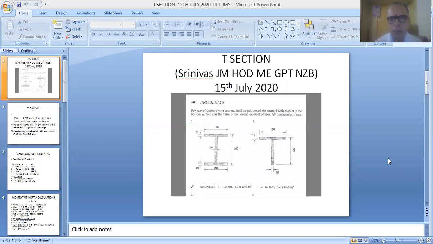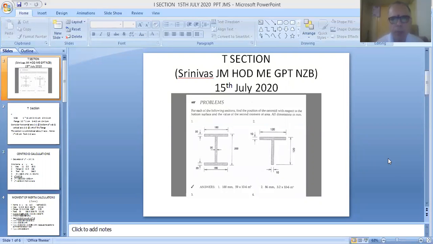So, good morning, friends. Today we are going to discuss the calculations pertaining to center of gravity and moment of inertia of T section.